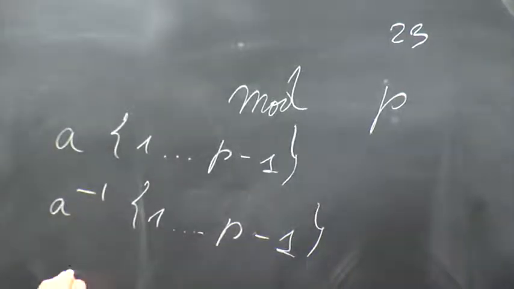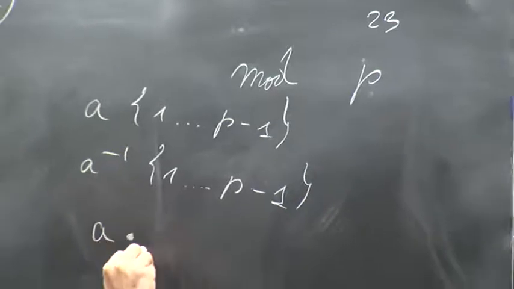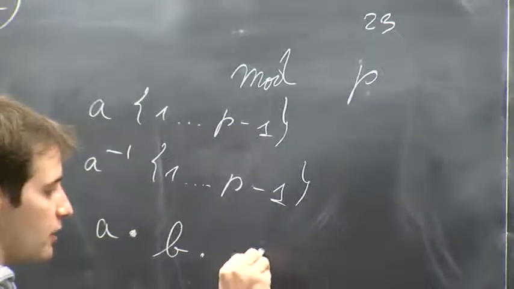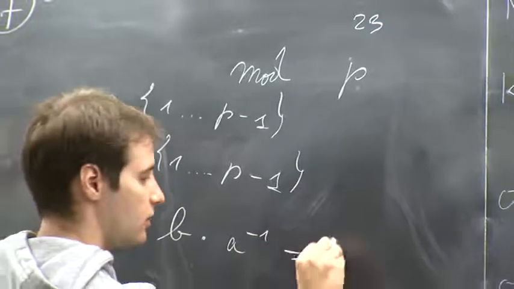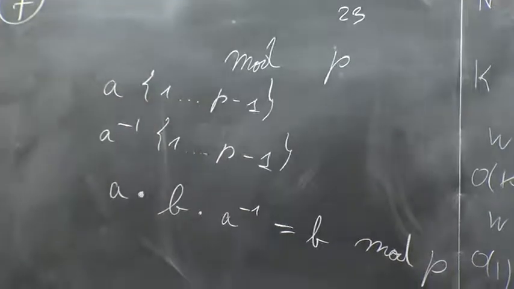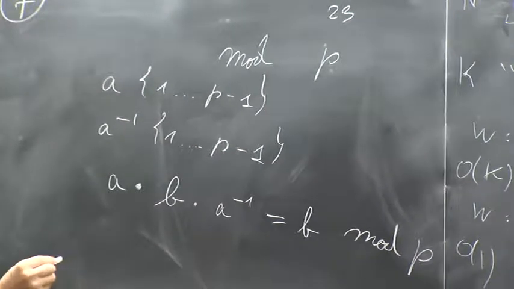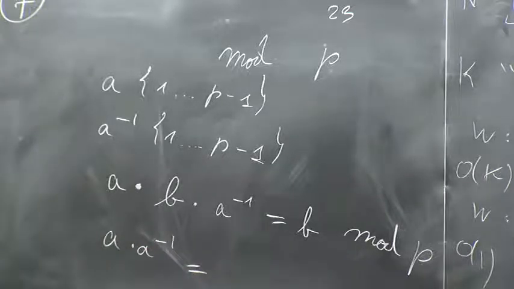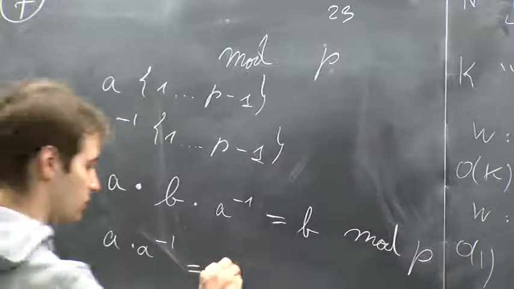And if you multiply a times b, that's another number, and then you multiply this by a to the minus 1, you're going to get b modulo p. So a to the minus 1 cancels a in a multiplication. Now let's see if you guys are paying attention. What's a times a to the minus 1 modulo p? 1. OK, sweet.